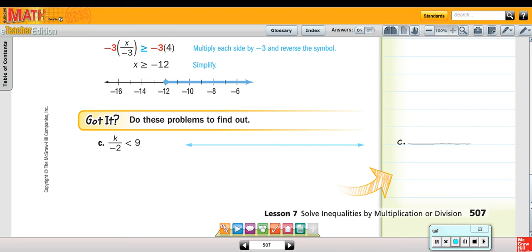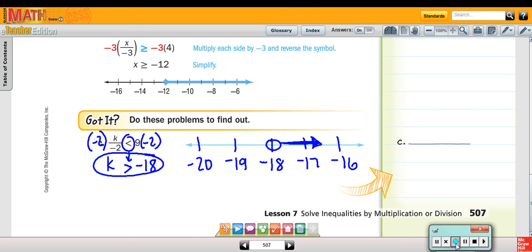Go ahead and take a minute to do the got it, letter C here at the bottom of the page, and pause the video. Okay, go ahead and check your work with mine. Because we are multiplying by a -2, which we saw here, the minute I see this negative that I'm multiplying by, I know that's going to reverse my sign. So instead of less than, it became greater than -18. It's not equal to, so we have this open dot at -18, and it's all the values greater than -18, so it's going to the right.